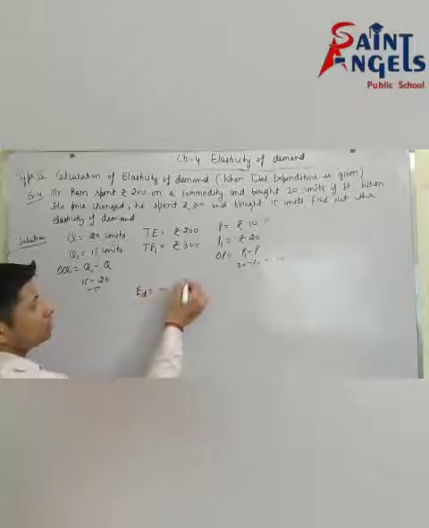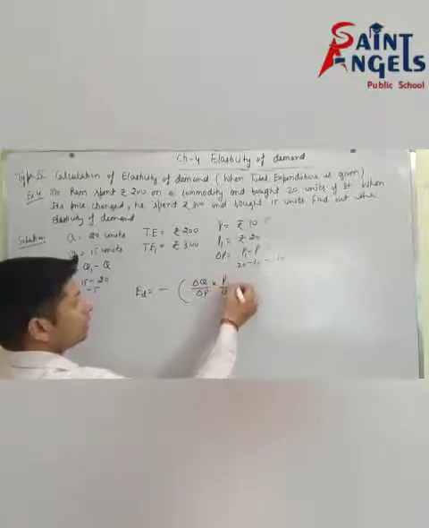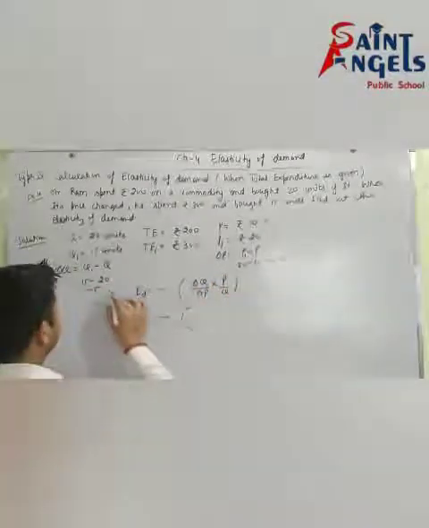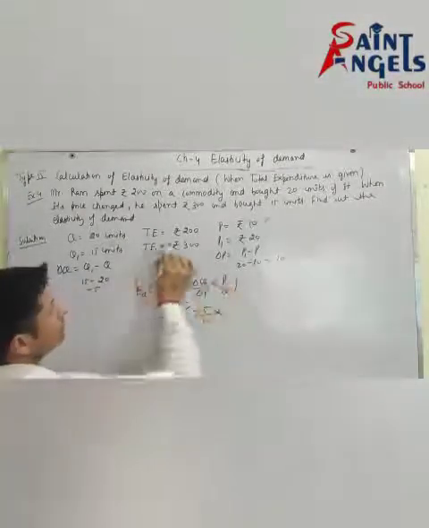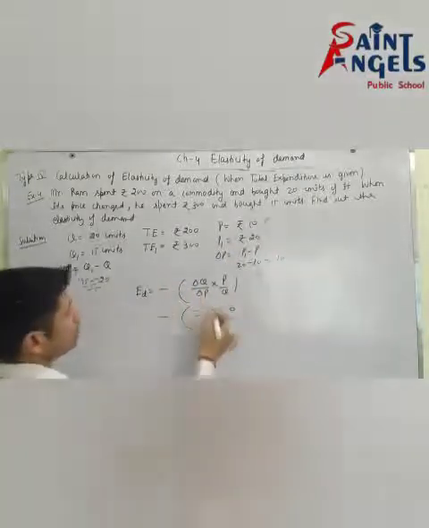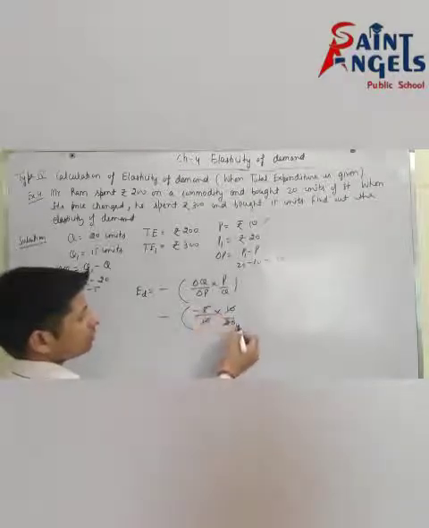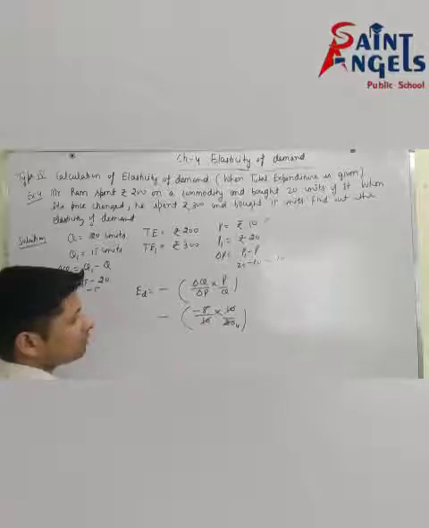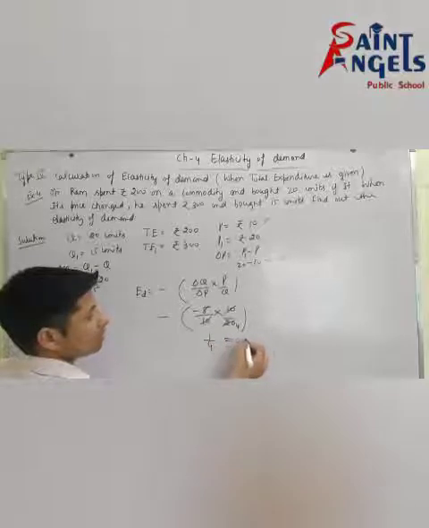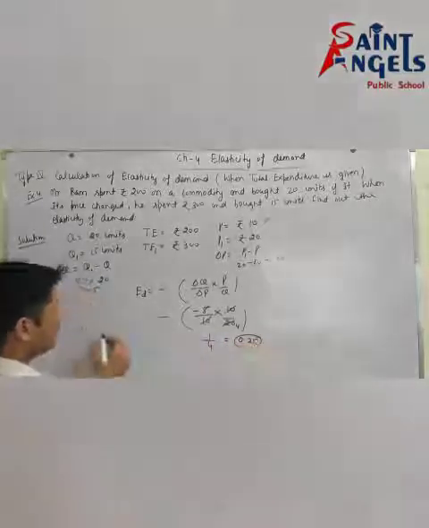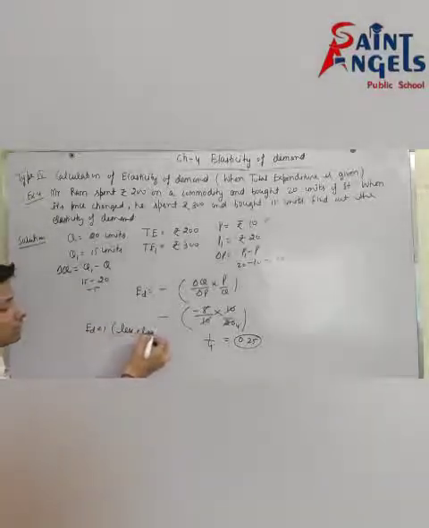See, ED is equal to minus delta Q divided by delta P into P by Q. Minus delta Q means minus 5, and delta P means 10, P means 10, and Q means 20. 10 will be cancelled. 20 divided by 5 is 4. So minus and minus sign will become positive. See, 1 by 4 means 0.25. This is less than 1. ED is less than 1, so less elastic.